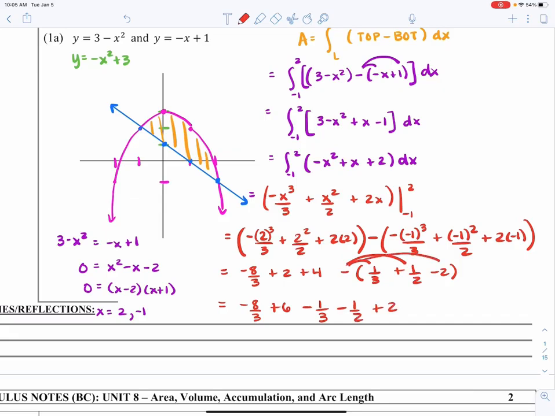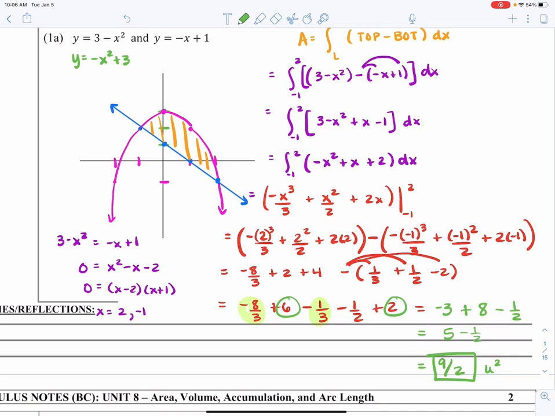I'd encourage you to always work with what you have that is a common denominator. So if I use the negative 8 thirds and the negative 1 thirds, that's going to be a negative 9 thirds, also known as negative 3. And then my 6 and my 2 will give me 8 minus a half. So I have 5 minus a half, which is 4 halves, or 4 and a half, which is 9 halves units squared, because this is an area, okay?